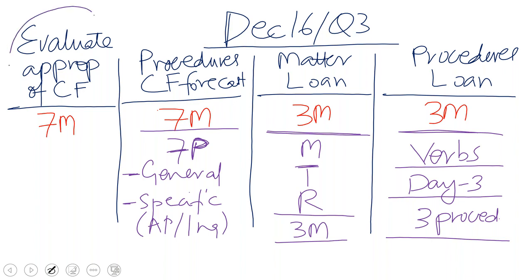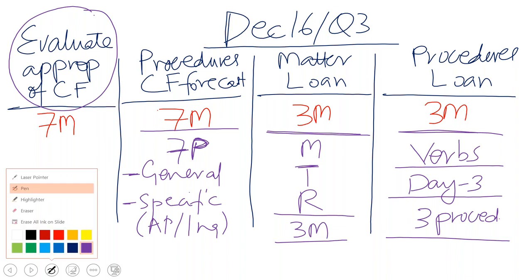Now, is that the new requirement we are learning? I hope the first 3 requirements are more or less a repetition of what came either today or yesterday: procedures on forecast, matters on loan, and procedures on loan. Is everyone clear with the 3 columns? Okay, but is the first column a new learning? Evaluate the appropriateness, and we have 7 marks, right?